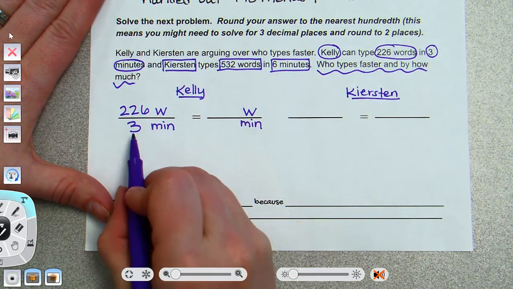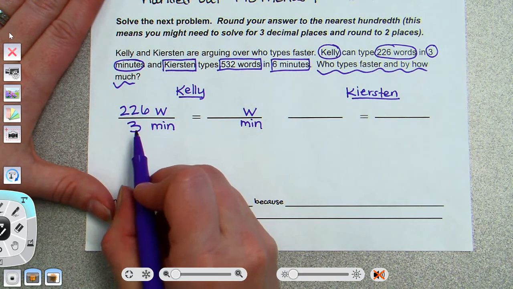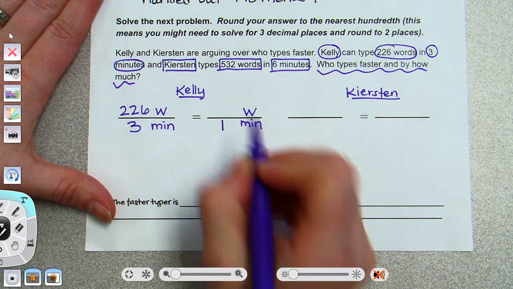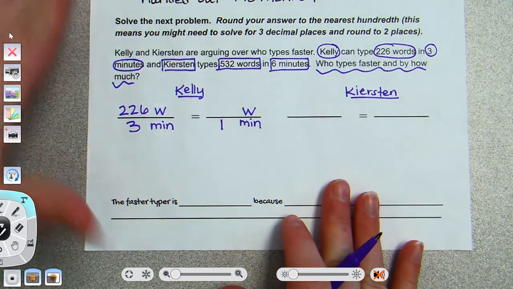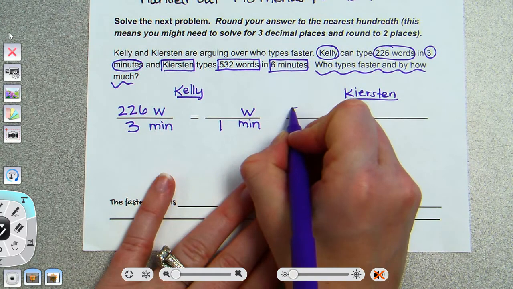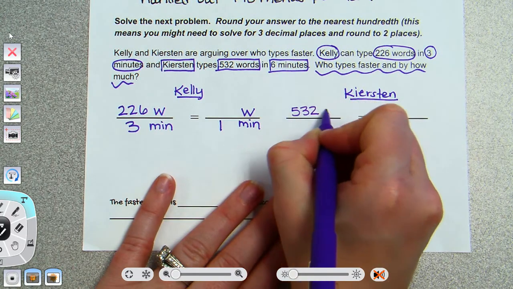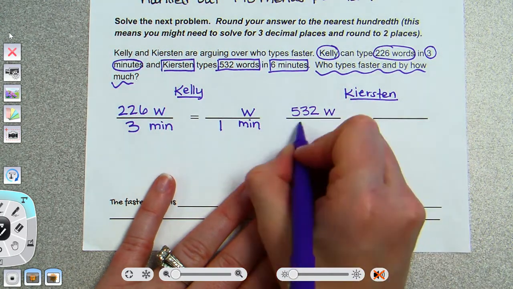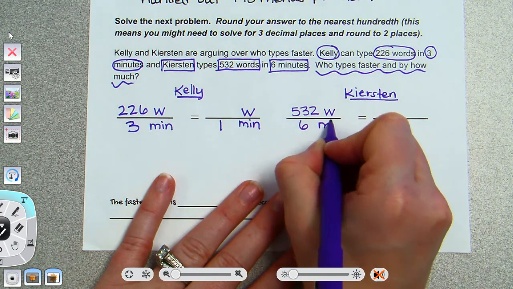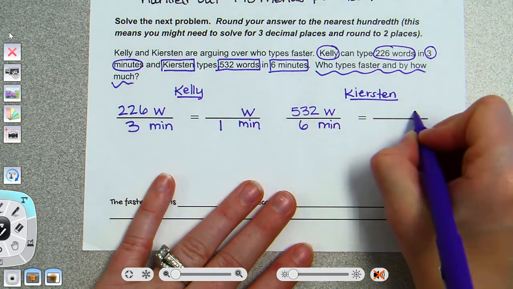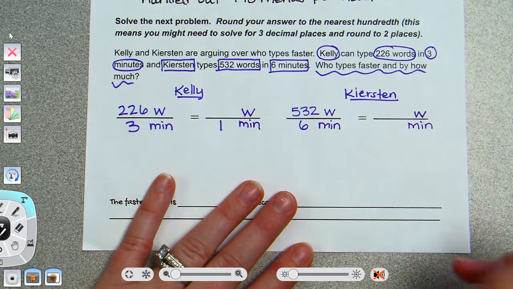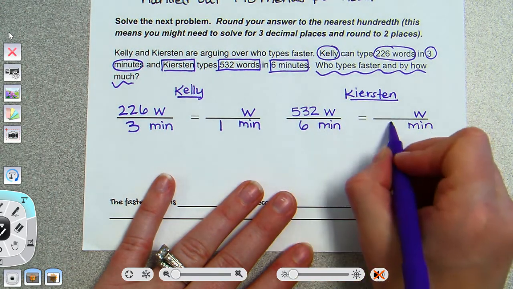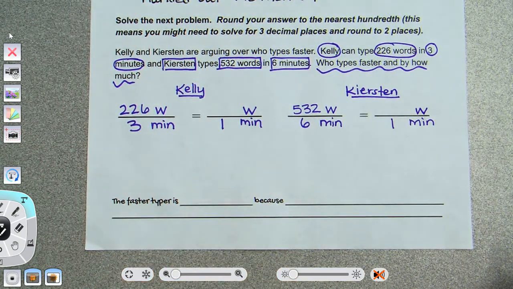Now if we remember everything we've learned about unit rates, we don't want 3 minutes. We want to get her down to just 1 minute so we can compare. Let's do the same thing for Kirsten, and then we'll solve. So Kirsten up top has 532 W for words. Down below, she has 6 minutes. Let's get W on top on the other side and minutes on the bottom. Once again, we don't want her to do it for 6 minutes. We want to boil that down to just 1 minute. Okay, now we're ready to solve.